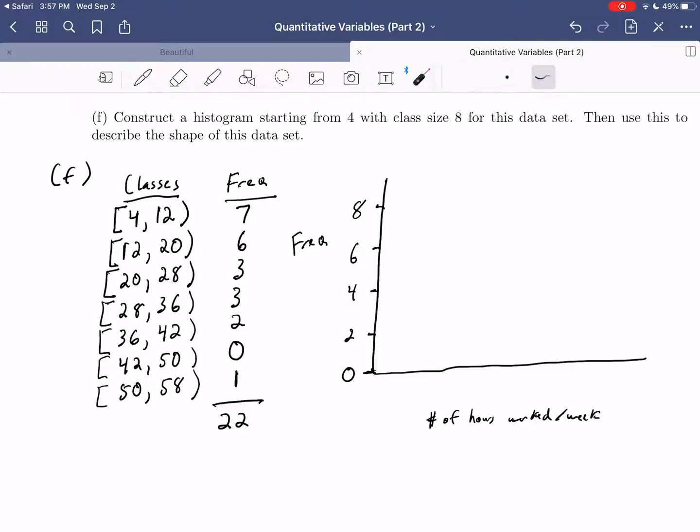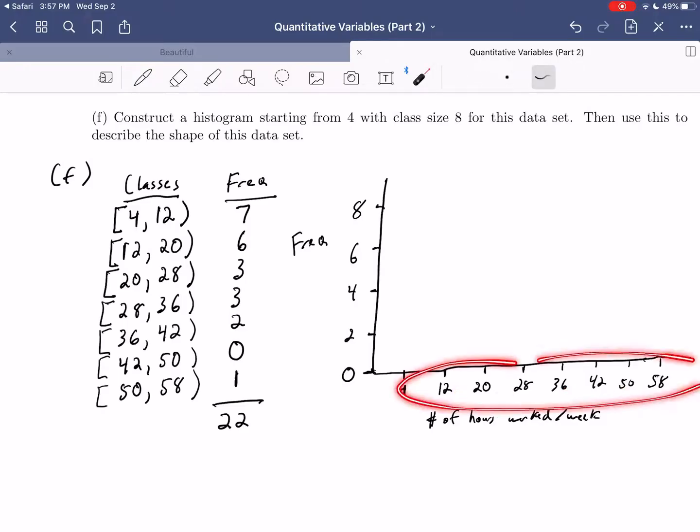And we want to label this axis according to these endpoints. So we can go ahead and start here. 4, 12, 20, 28, 36, 42, 50. I'll have to go a little bit further. 58. So again, it'll be guaranteed to be a consistent scale because each of these classes is the same size. Remember, the class size was always 8, so you'll notice that the gap here is always 8.